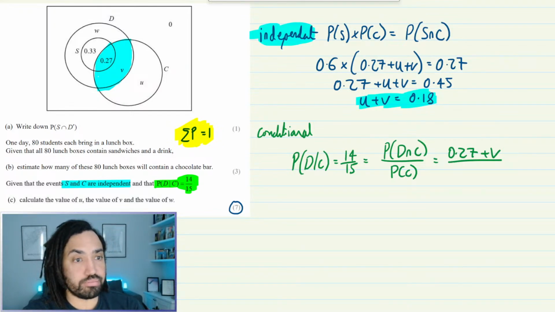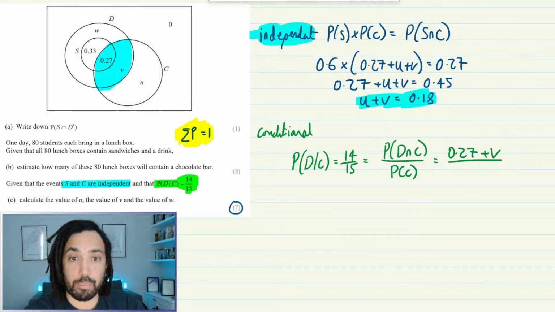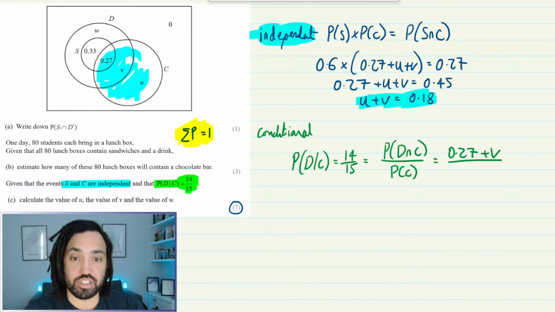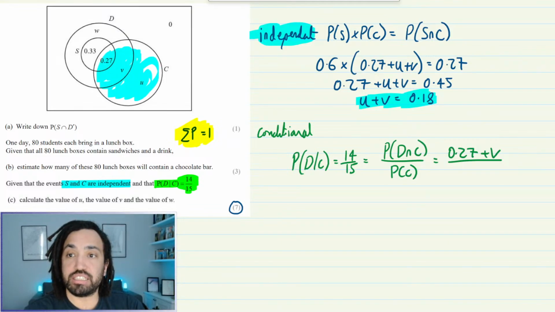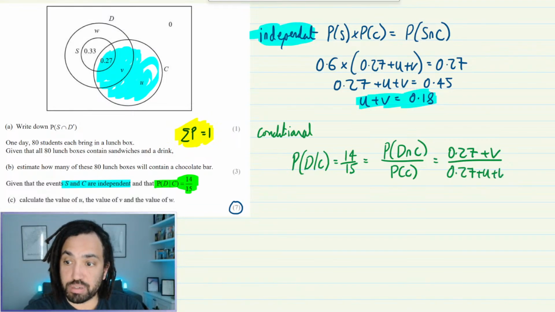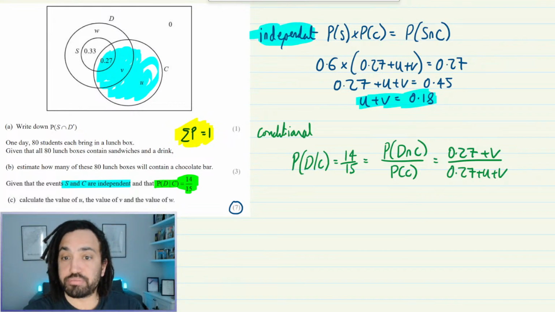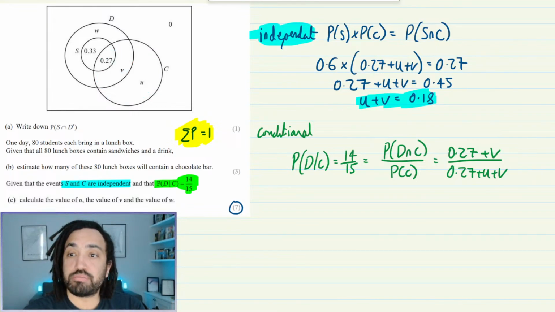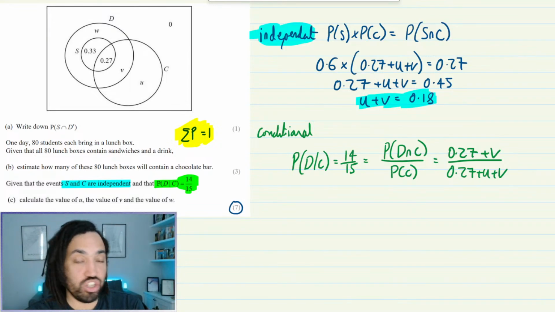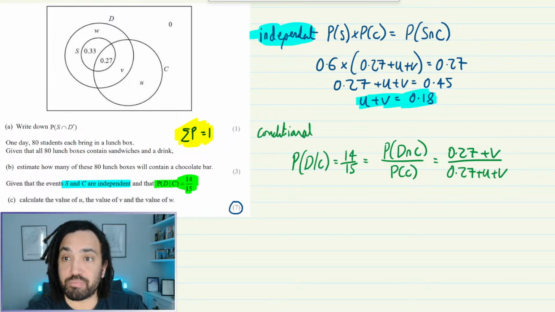And what else? We need it over the probability of C. Well, the probability of C is all of this over here, which is 0.27 plus U plus V. Okay, we're good. And in fact, we've now got two equations that contain U and V. So that means that we can solve them simultaneously.